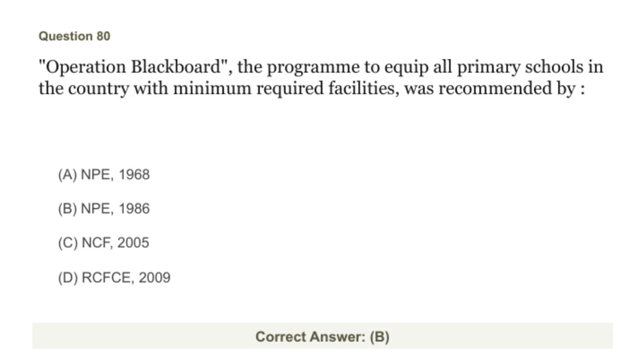Let's look at the question here. It asks about the program called Operation Blackboard, which was aimed at equipping all primary schools across the country with the minimum required facilities. This initiative played a significant role in improving the quality of education at the foundational level. Now, the key point is to identify in which year this program was recommended. The options given are different years, with the correct answer being 1986. So the correct answer is option B.